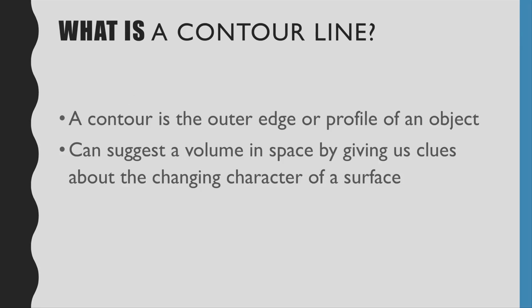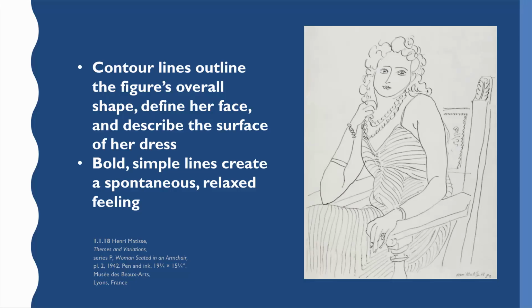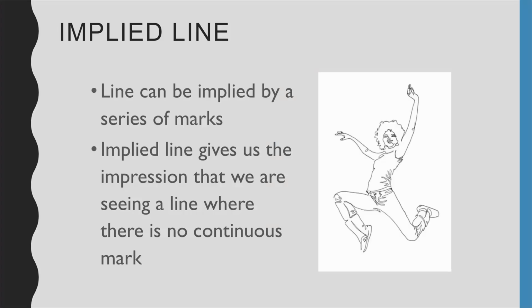What is a contour line? It's the outer edge or profile of an object, and it can give the illusion of volume. So here we have a woman, and again it does have this illusion of volume, and we have a description from the way that the lines were drawn. We see that she has curlyish hair, a pattern on her dress, the design on the furniture. All of this is communicated to us strictly through line without shading or highlights or cast shadows. None of that is present. It again is just strictly line.